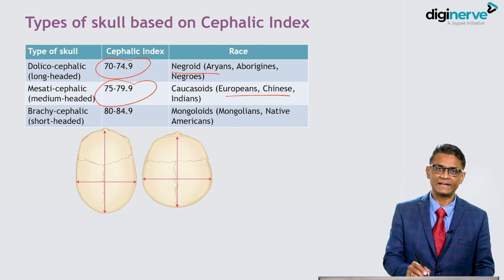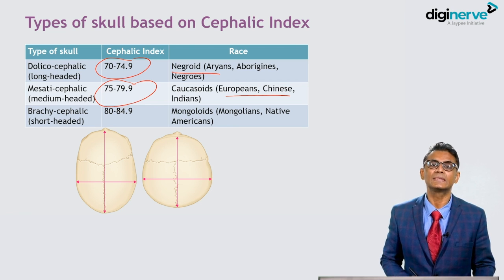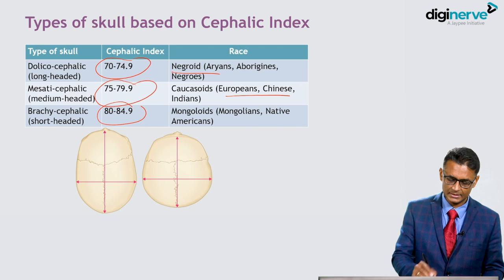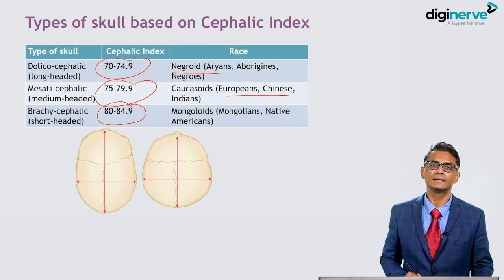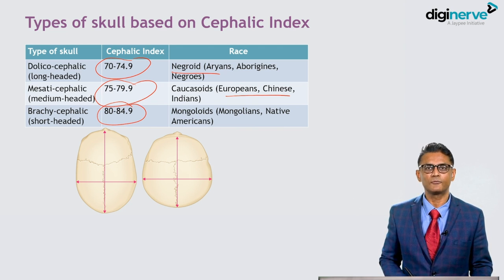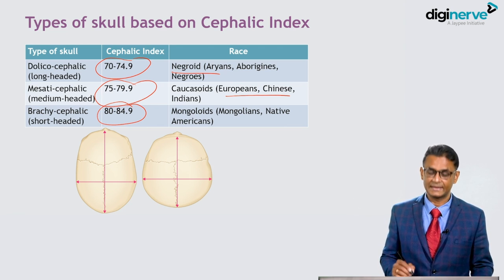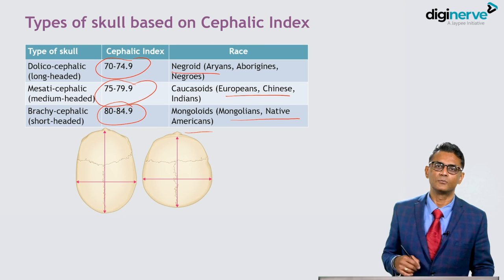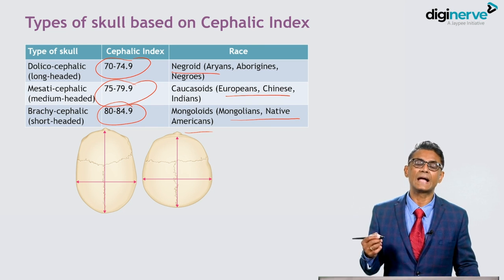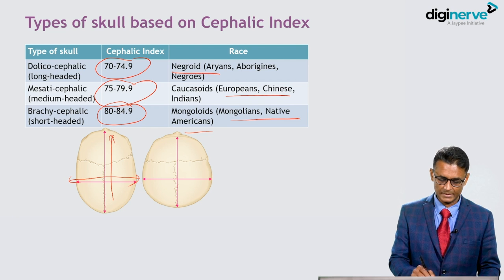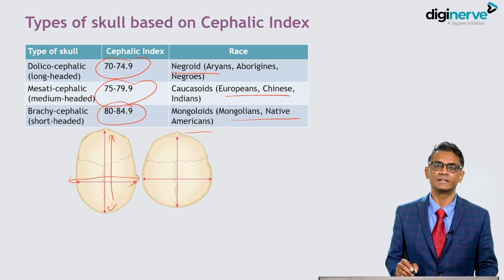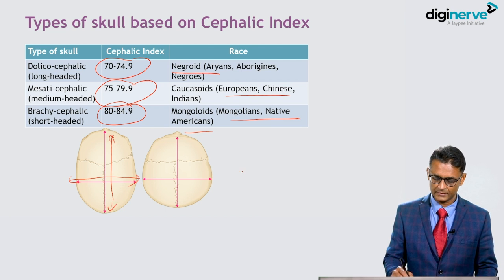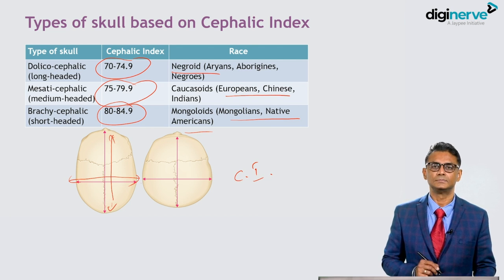The cephalic index is 80 to 84.9. The short-headed, they have got the cephalic index from 80 to 84.9. And the races included in this are the Mongoloids. We have the Mongolians and the Native Americans. We have another category which is also known as the hyperbrachycephalic, but they are very rare. The maximum anterior-posterior length, which is measured by a vernier calipers, gives the cephalic index.